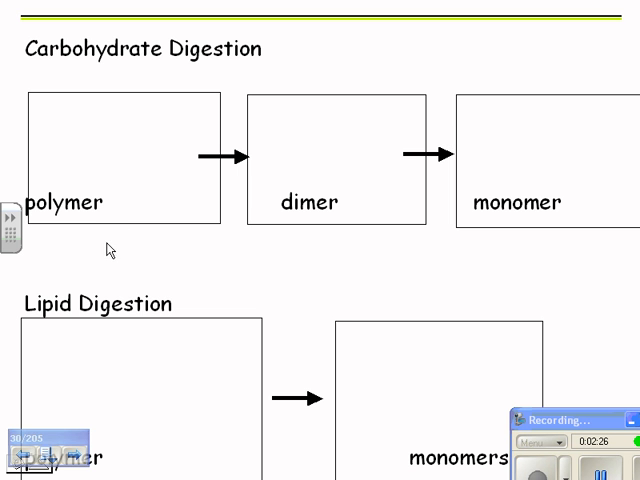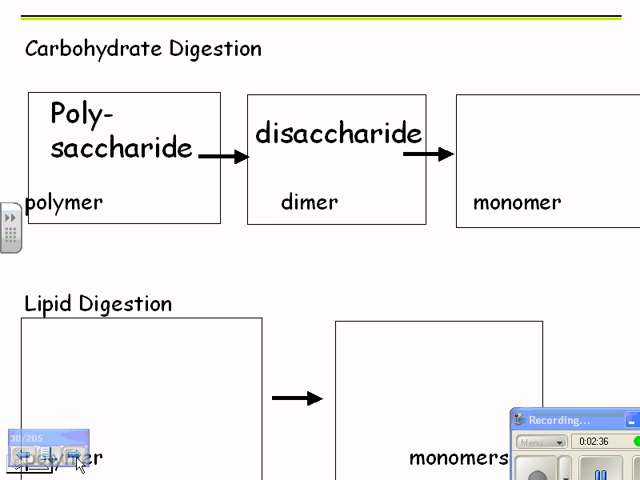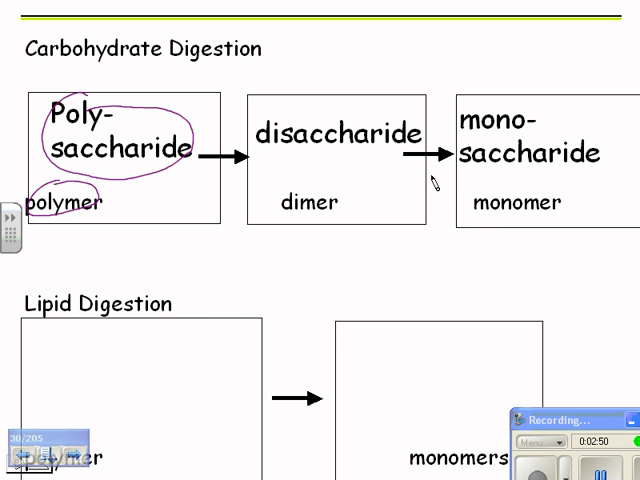So the polymer for carbohydrates is a polysaccharide, and then the dimer would be a disaccharide, and then the monomer would be a monosaccharide. So again, the generic term is polymer. For carbs, the specific term is polysaccharide. The generic term is monomer. That means the term you can use whether it's carbs, lipids, whatever. But specifically for carbohydrates, the monomer is called a monosaccharide.